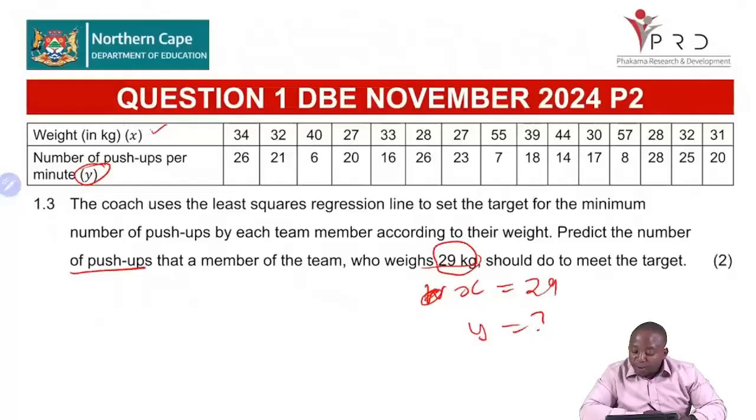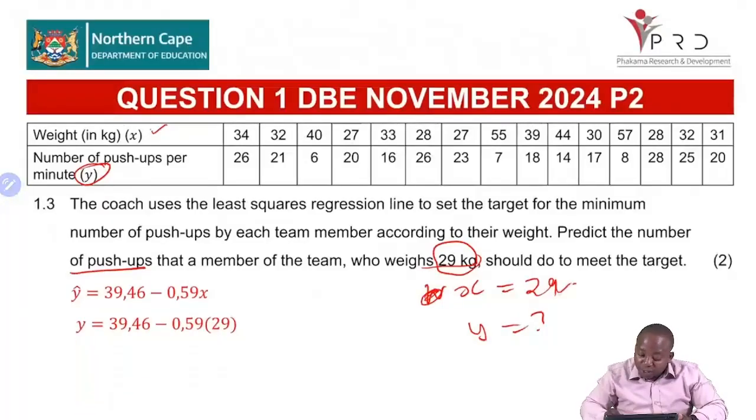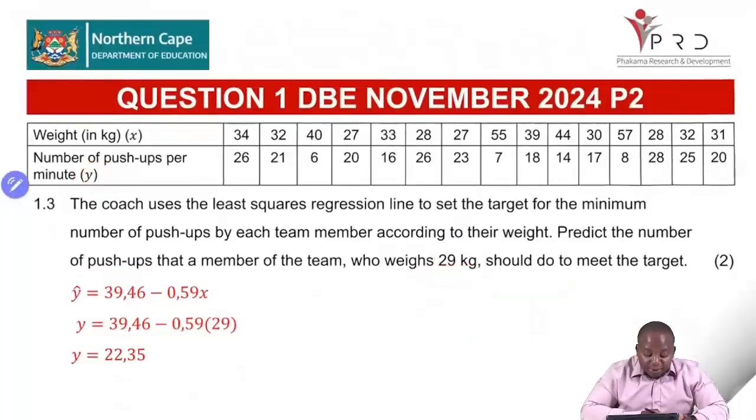Now, to find that Y, we're going to use our least squares regression line equation. Then I'm going to substitute X equals 29. Then I get my Y, which is 22,35. So for a person who weighs 29 kg, we can predict their number of push-ups to be around 22 to 23.